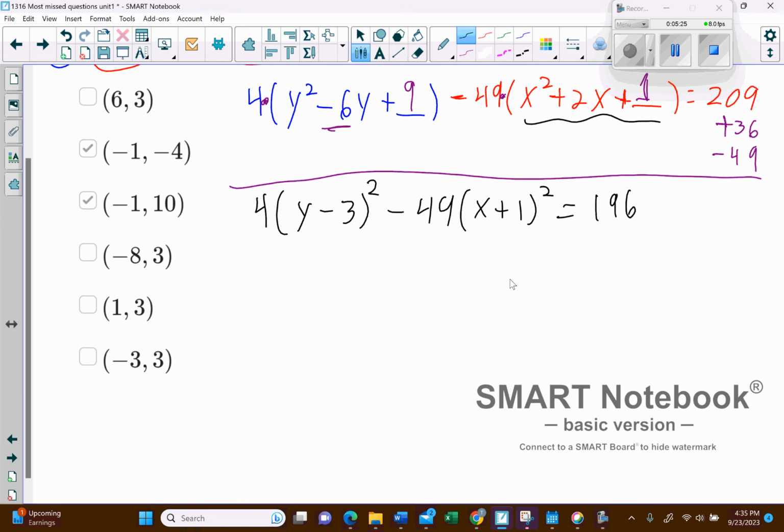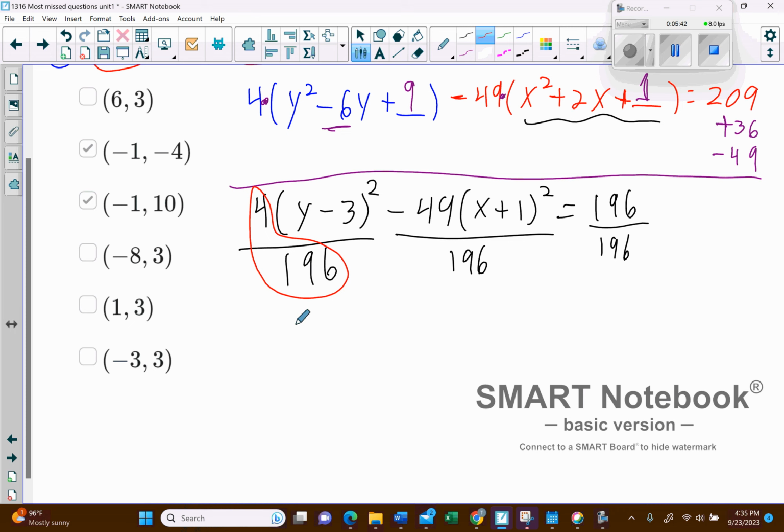And so then here we're going to divide everything by 196. And it should simplify fairly well with the 4 and the 49. It shouldn't really give us too much trouble. So that right there would reduce to 1 over 49, or we're just going to write this as y minus 3 squared over 49. And then on this one, the 49 and the 196 can reduce to where we're going to have x plus 1 squared all over 4, and then equals 1.